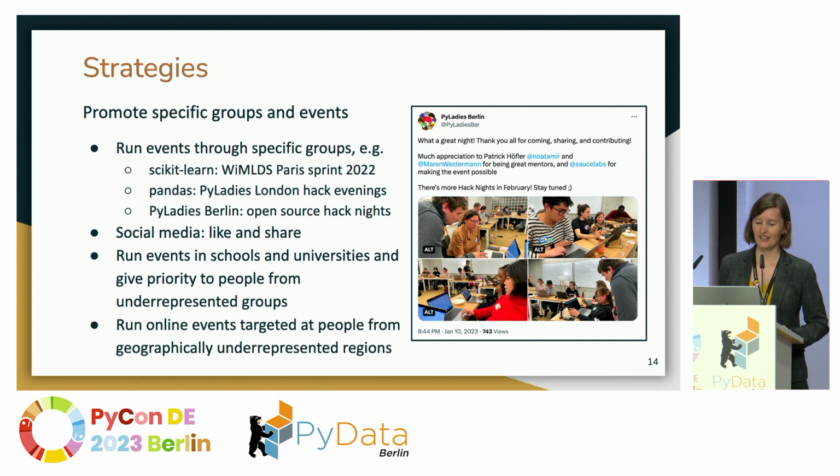You can also promote specific groups and events. For example, you can run events through organizations such as PyLadies or Women in Machine Learning and Data Science, and there are also other groups that are targeted towards underrepresented people in tech. And it's also important to like and share social media posts to increase visibility. You can also run events in schools and universities and give priority to people from underrepresented groups. And as I said before, you can run online events targeted at people from geographically underrepresented regions.